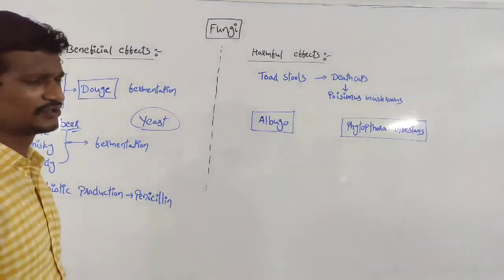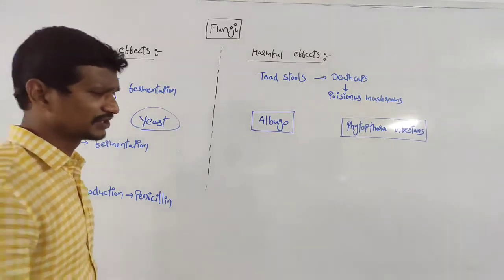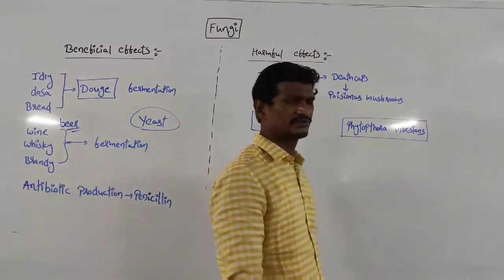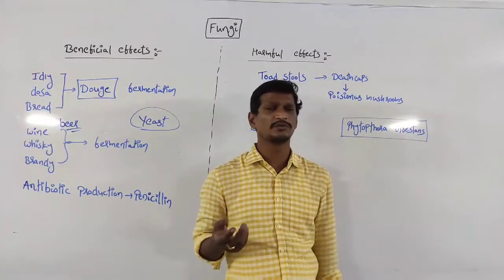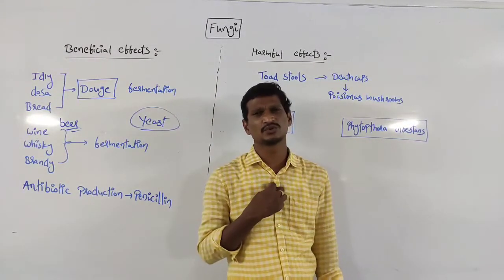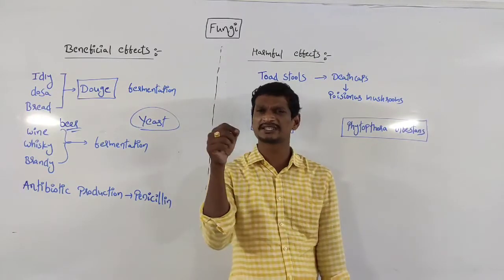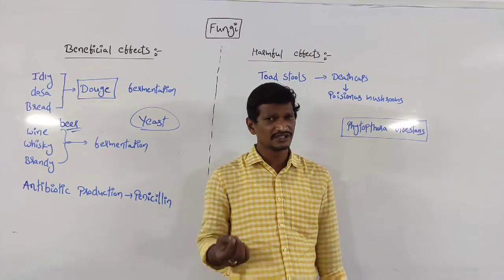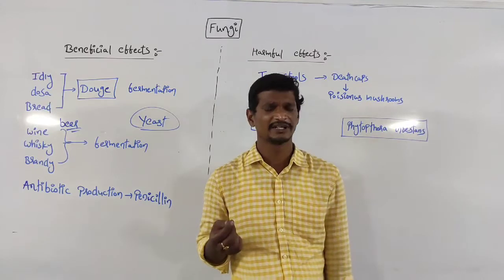Now the harmful effects. The fungi cause different types of diseases. We know that very first concept. Within human beings, different types of diseases are caused, especially skin diseases. We know ringworm, and some persons have white patch-like structures on the skin. These are majorly caused by the fungi.